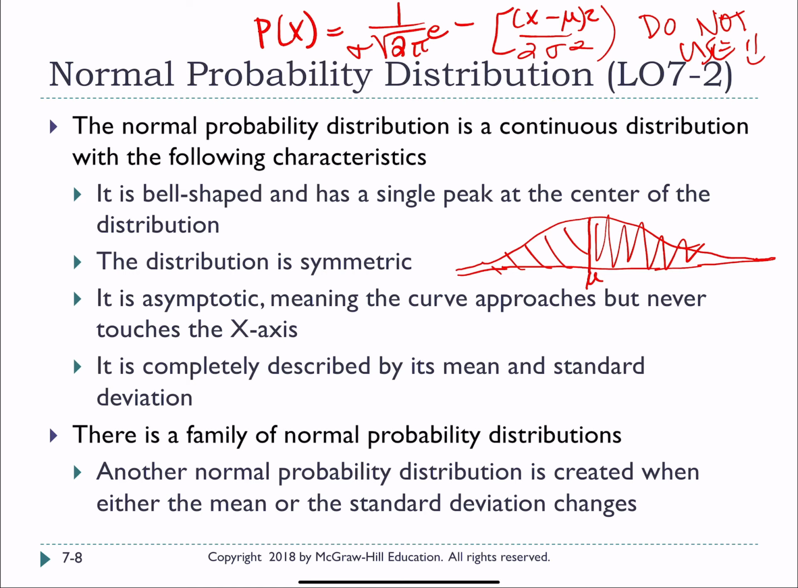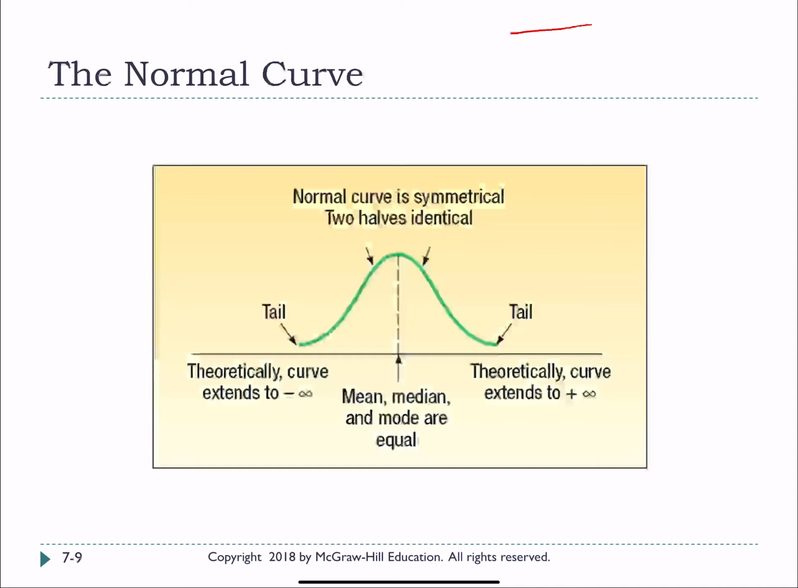We say that it's completely described by its mean and its standard deviation, and then there's a family of normal probability distributions. I'll show you that in a second. So again, this is what it looks like. It's got those 2 tails. Again, it's symmetrical. And remember, the area under the curve is all the probabilities, so that's always going to equal 1.